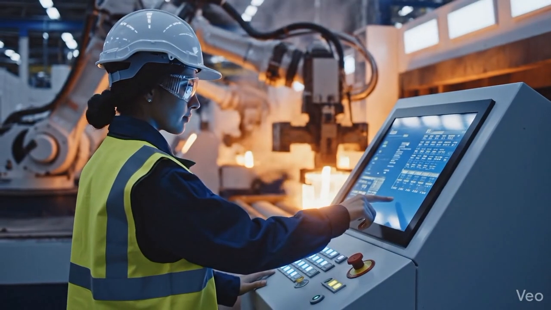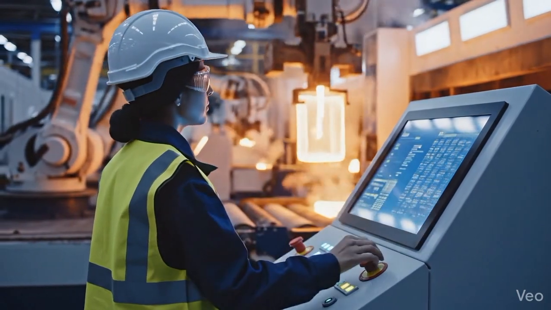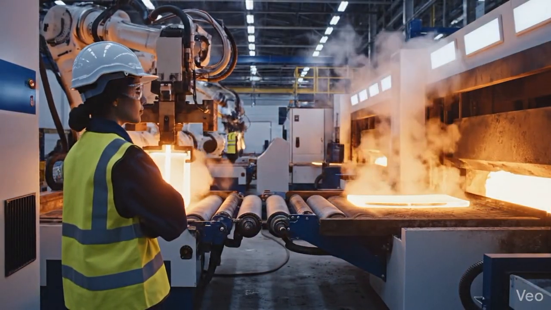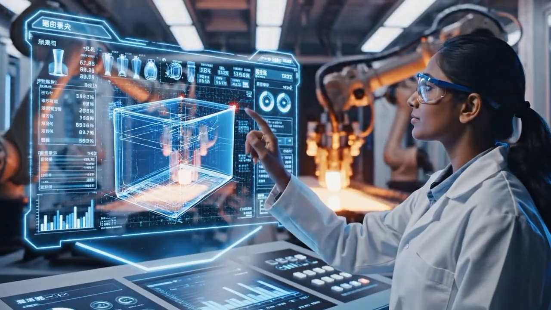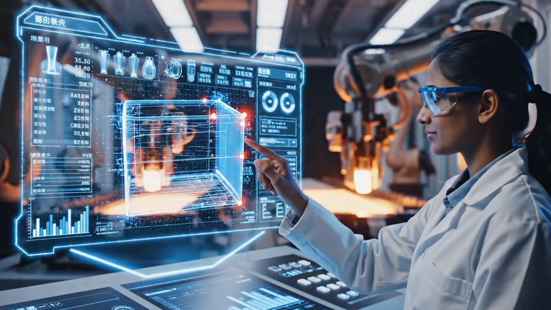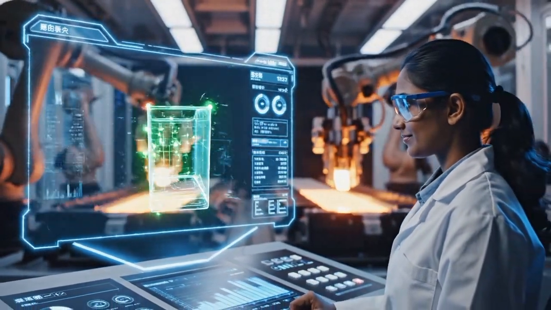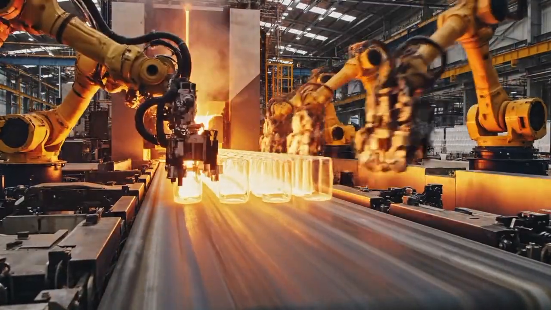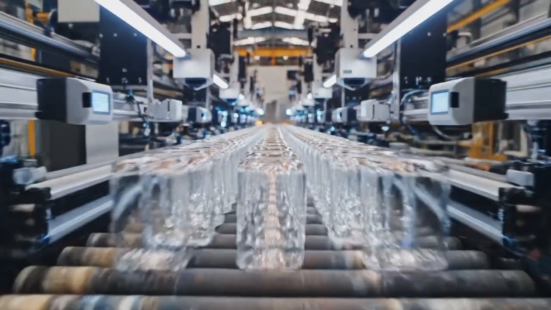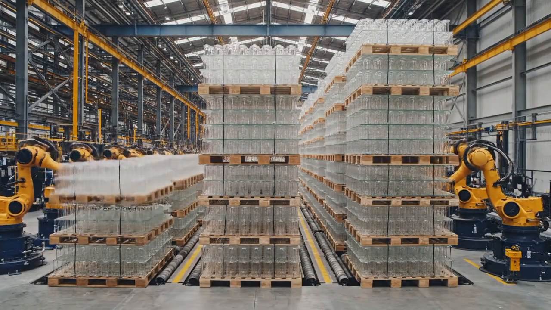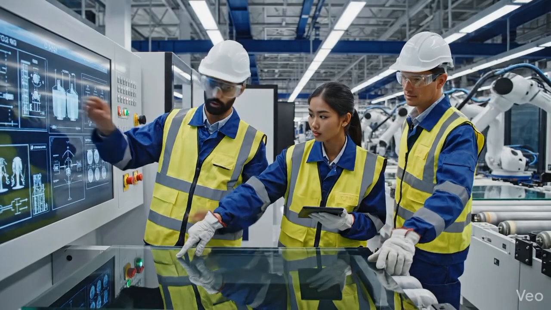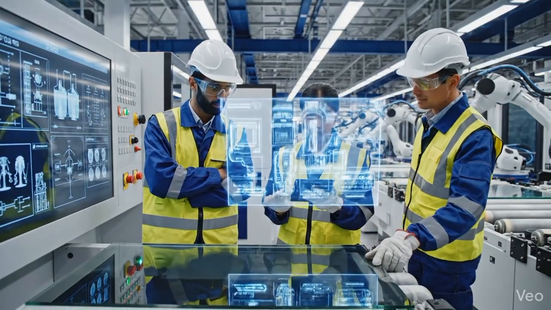Manpower supports the modern glass manufacturing process. Data is analyzed. Cooperation is important in the modern glass-making process.